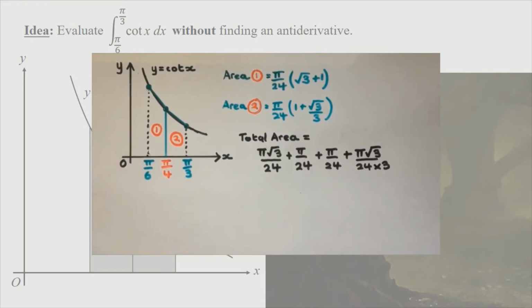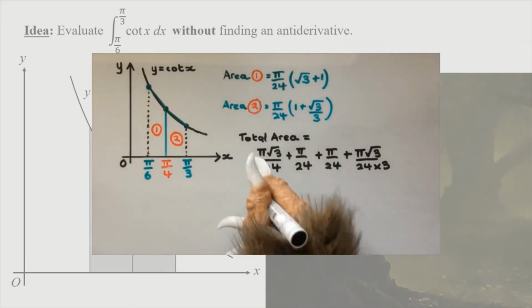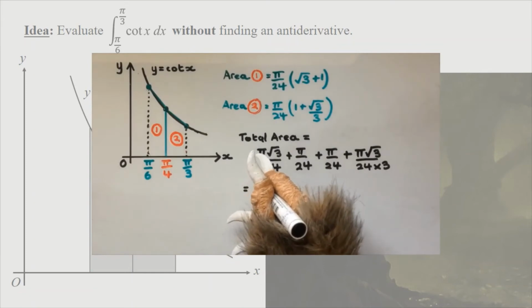Can we collect any like terms? Well, yes, of course we can. We have 2 lots of pi over 24. So I can collect those together. That's going to give us 2 pi over 24, which is pi over 12. So this is going to equal pi over 12.